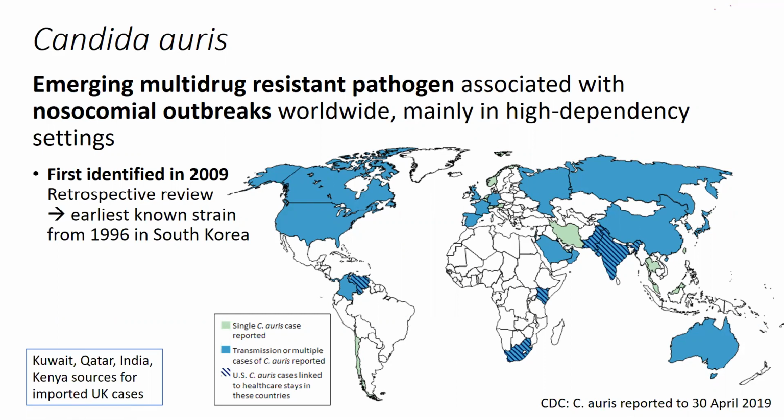But then, if we fast forward to the current situation, this is a map from the CDC as of the end of April. You've got all the countries in blue there where there have been outbreaks, and it's of particular interest for two main reasons. One, it's been associated with high rates of resistance to treatment, and the second thing is it's particularly affected vulnerable patients in healthcare settings. And if we look at that map and think about sources for UK cases, particularly the Gulf region and Kenya and also South Asia have been sources of infections when it comes to the UK.